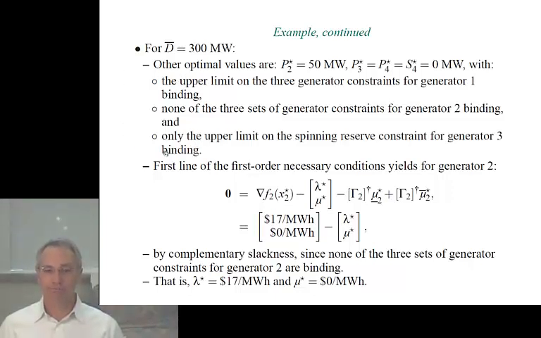This is our solution. And it satisfies that the reserve is 250 megawatts and we have met demand with supply from generator 1 and generator 2. So let's see if we can extract the Lagrange multipliers. The first line of the first order necessary conditions for generator 2 says this: since the mu underline and mu overline are 0, we're left with gradient of F2, which is $17 and $0, minus lambda star mu star is equal to 0. That tells us that lambda star is equal to $17, mu star is equal to $0.